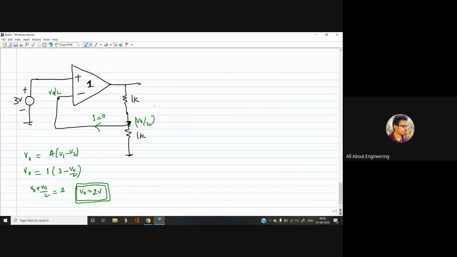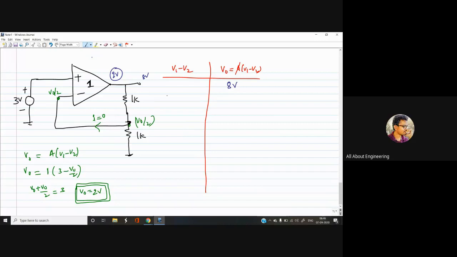In general, the analysis will be like this. Let me write a small table: V1 minus V2, and here V out equals gain times V1 minus V2. As gain is equal to 1, simply V out equals V1 minus V2. Let me assume the output is around some 8 volts. Here initially I'm assuming 8 volts, but the answer is 2 volts, right? I don't know, or the device itself doesn't know what the output is. So let us assume some value, around 8 volts.